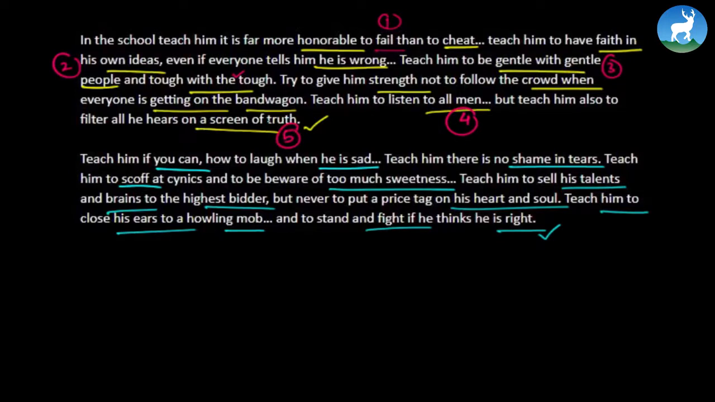So he should develop a natural sense of a screen, to filter the good things. So it's good things inside and good things outside. It's like GIGO. Good in, good out, right? So teach him, if you can, how to laugh when he's sad. So quiet laughter, like I said earlier.